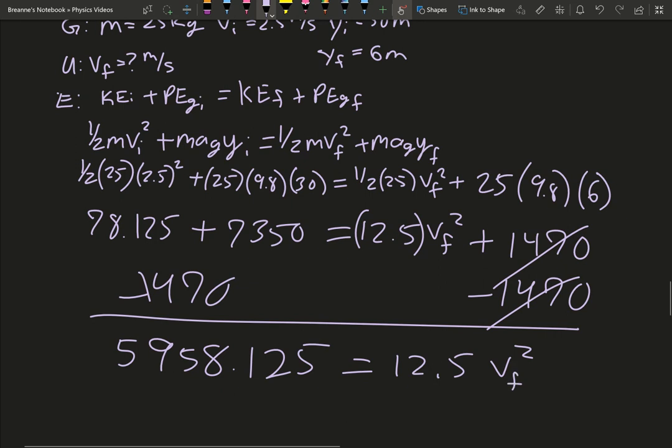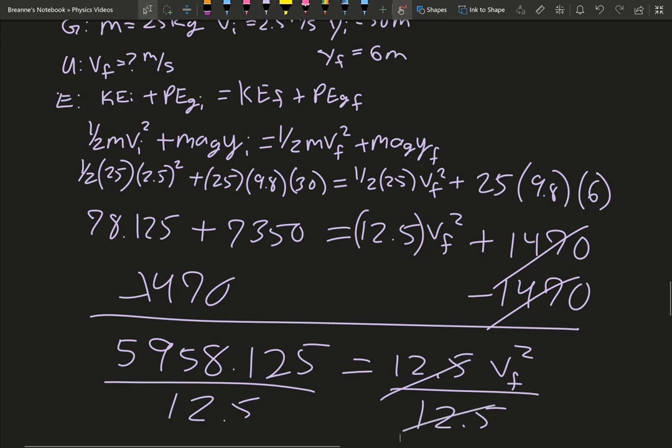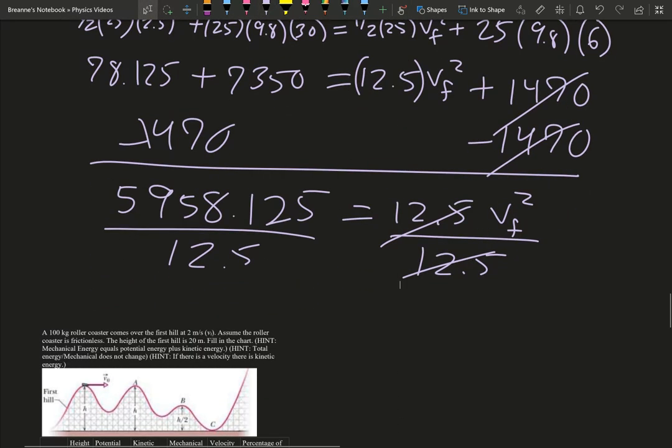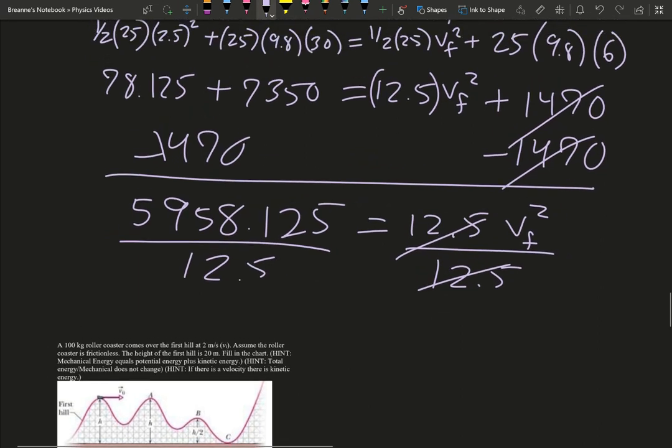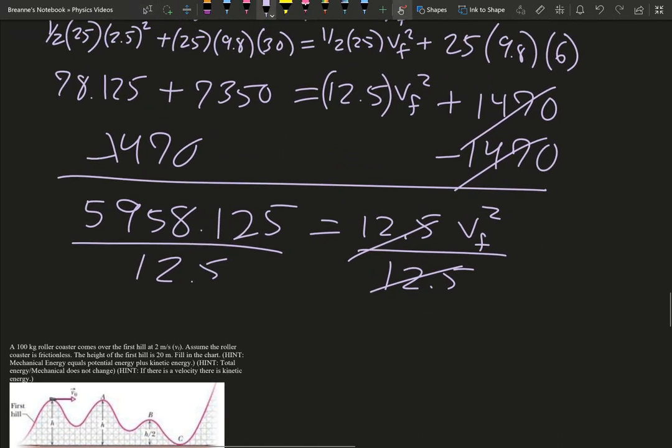We need V final by itself. It's being multiplied by 12.5. The opposite of multiply is divide. What we do to one side, we have to do to the other. So that gives us our V final squared equals, divided by 12.5, that gives us 476.65. We need to get that squared, so we square root, what we do to one side, we got to do to the other.